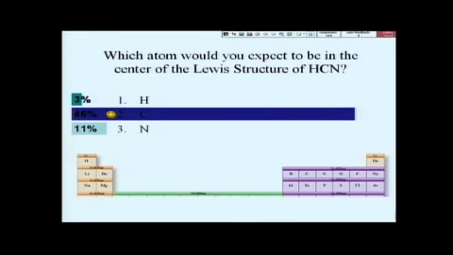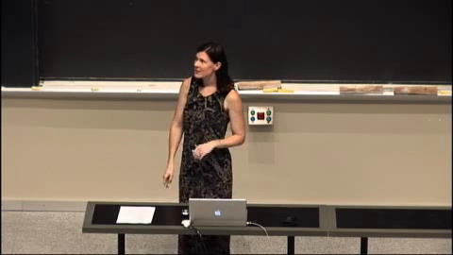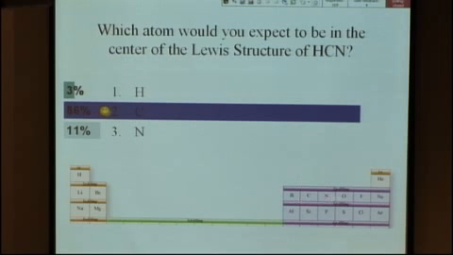All right, good job, everyone. Most of you saw that carbon should be in the center, because it has the lowest ionization energy. We know that ionization energy increases as we go across the periodic table, so carbon has a lower ionization energy than nitrogen, which is right next to it. As I just said, we want to put that one in the middle.